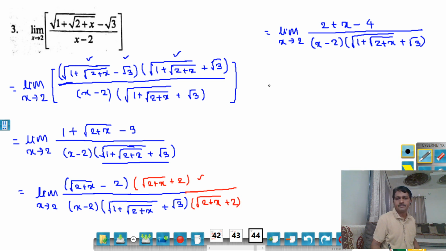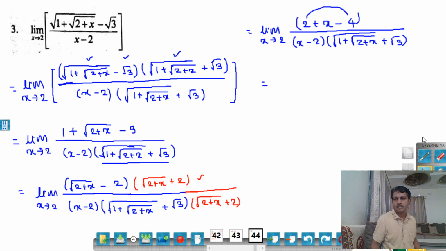Now the numerator is x minus 2. This is 2 minus 4, that means minus 2. So x minus 2 and this x minus 2 will get cancelled. x minus 2 and x minus 2 will get cancelled. There is one term remaining from the denominator. It is under root of 2 plus x plus 2.